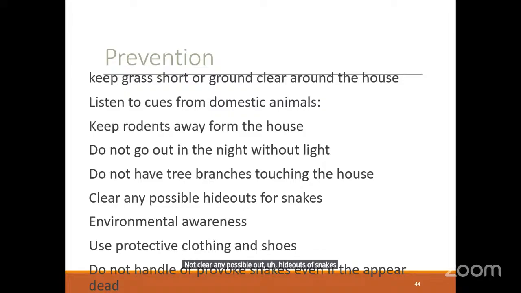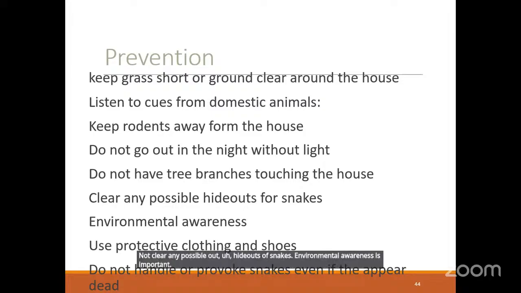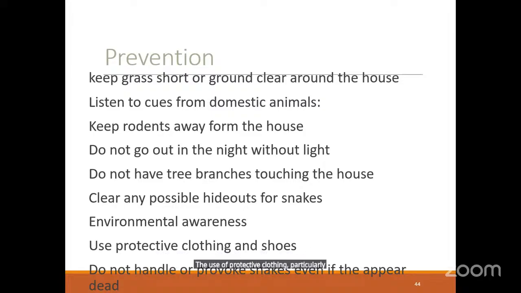Environmental awareness is important. Then use of protective clothing, particularly farmers that work, maybe that harvest rice, because there are some snakes that stay in such swampy areas, so they should wear as well.